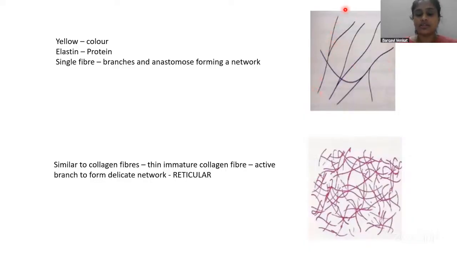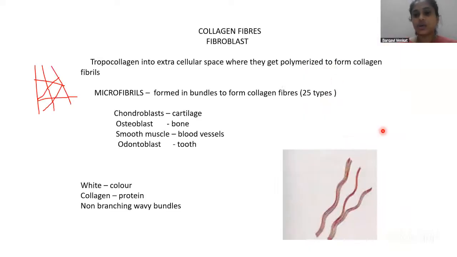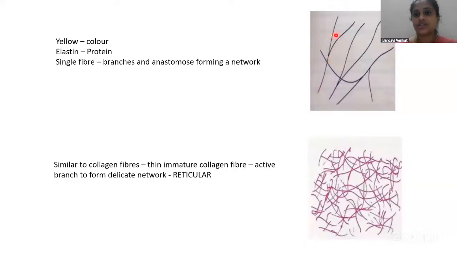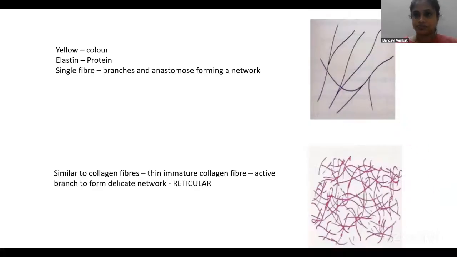Can you see there are no bundles? Here you can see the fibers are arranged in bundles, but here the fibers are arranged in a single manner, but there is branching. Can you see the branching here? Branching, and they anastomose to the nearby fibers, thereby forming a network. Anastomosis, they join the nearby fibers. So this is your elastin fibers. Next is your reticular fibers.